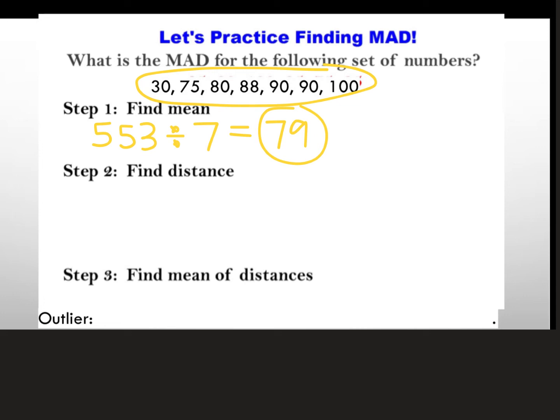Step 2 is to find the distance between each of our data points and our mean. So let's start at the beginning.